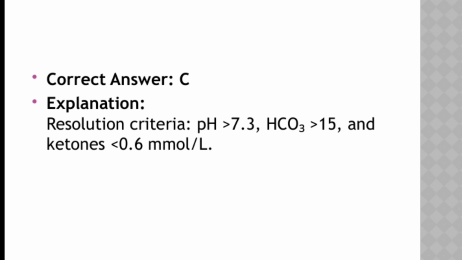First, the pH should be greater than 7.3, indicating that the blood is returning to a more normal, less acidic state. Second, the bicarbonate level, or HCO3, should be above 15, which suggests that the body's buffering capacity is restoring. Lastly, ketone levels should be less than 0.6 mmol per liter, showing that ketosis is resolving.